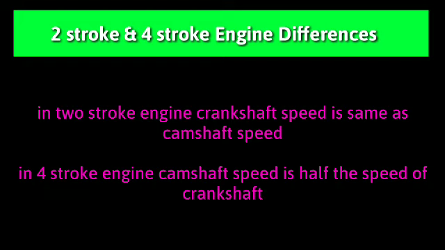But in the case of a four-stroke engine, your crankshaft speed and camshaft speed cannot be the same, because the four processes are getting completed in two revolutions of the crankshaft. So here the crankshaft speed should be double that of the camshaft. It means if the crankshaft is turning at 100 rpm, then your camshaft should turn at only 50 rpm, right? And this can be done only by using reduction gears.